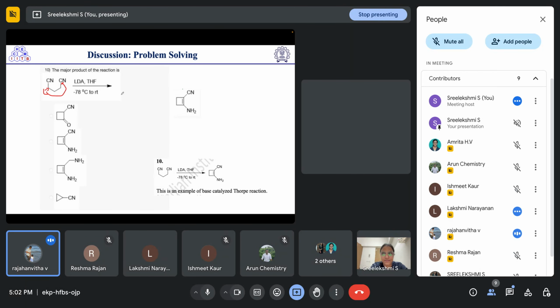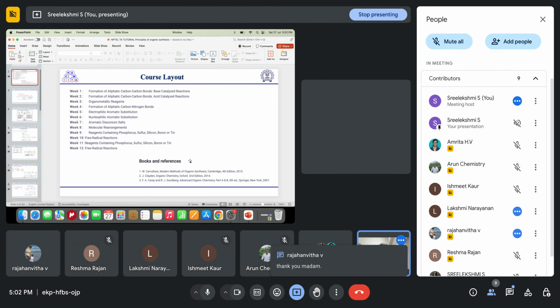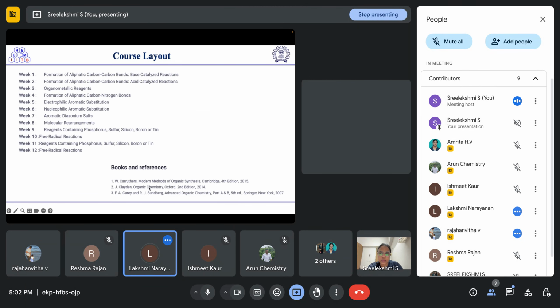Please suggest one book to refer to for study. The basic reference book will be Clayden. That will be enough for all these concepts. Then you can use Carruthers as well. These two will mostly be enough for all the lectures we are dealing with. I think I have given the references in the first slide. You can use these three: Carruthers, Modern Methods of Organic Synthesis; Clayden, Organic Chemistry; then Carey and Sundberg, Advanced Organic Chemistry.